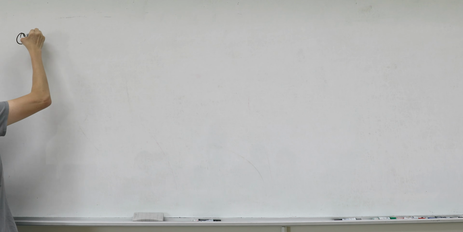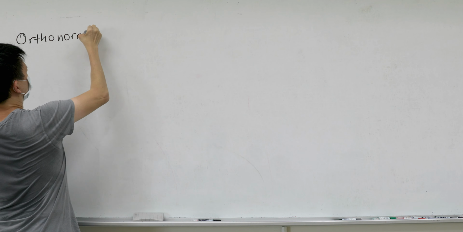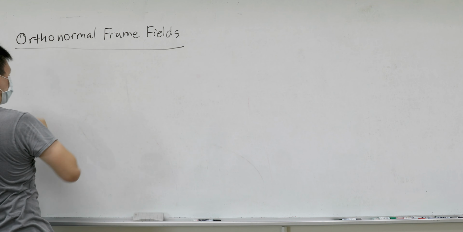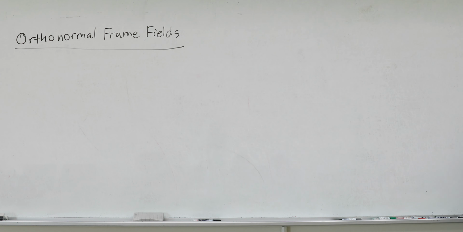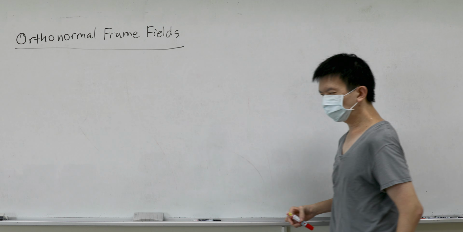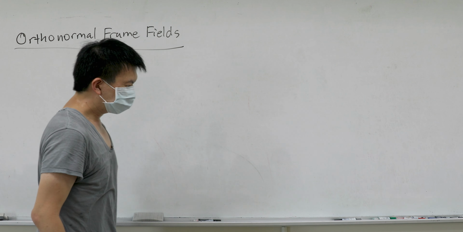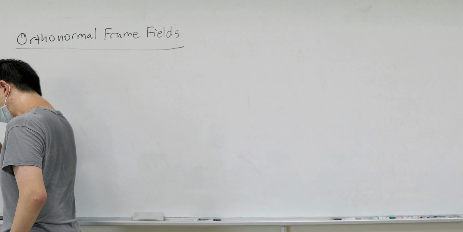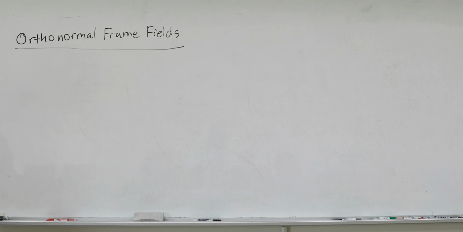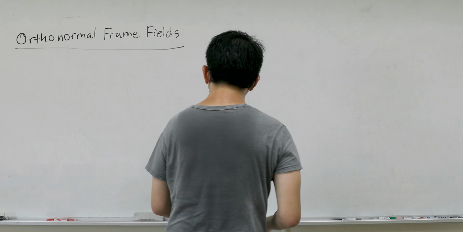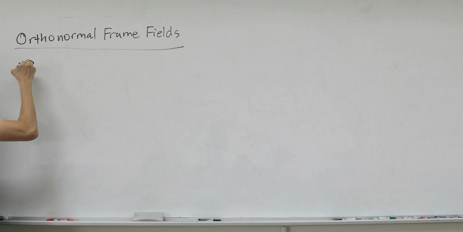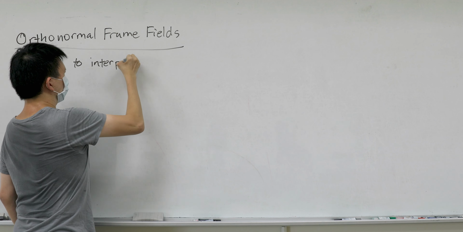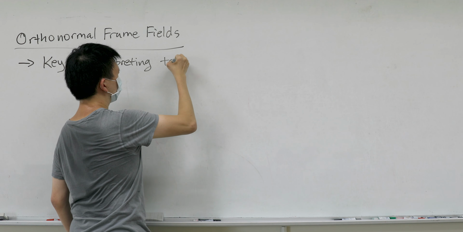So, orthonormal frames. I find it a bit peculiar that in many books on differential geometry or even general relativity texts, this is not discussed often enough. I think it is quite an important topic if you want to interpret your tensorial quantities. So this topic is key to interpreting tensor components.